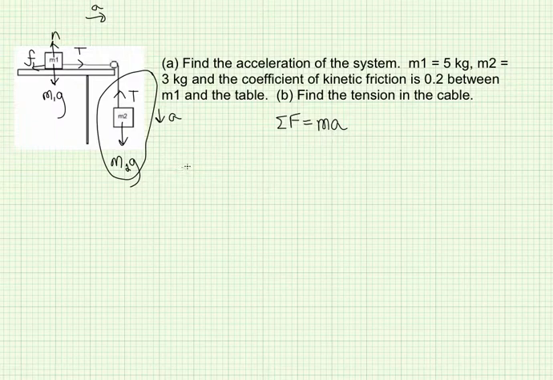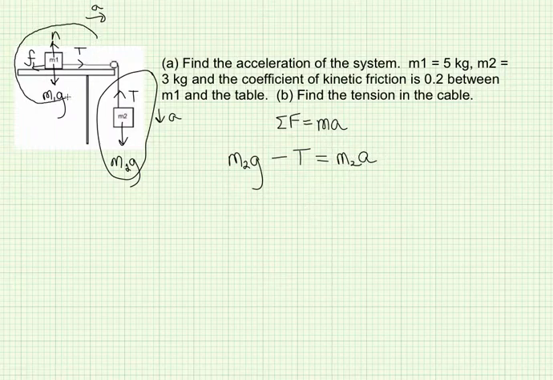This is the important part. Which force do I want to make positive? I want to make m2g my positive force because it's in the direction of the acceleration. The block is accelerating down. That means m2g has to be larger. Tension's going in the opposite direction, so I'm going to make that minus tension. That will equal m2a.